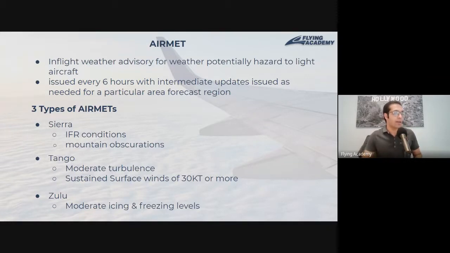And there are different types of AIRMETs: Sierra, Tango, Zulu. AIRMET Sierra is for IFR conditions and mountain obscuration. If you remember, we went back a little bit to that weather briefing. If the weather briefer tells you that you might encounter, around the airport, around Corona or Miami Airport, AIRMET Sierra, that means you have IFR conditions around either. If you don't see it right now, it's approaching that area, or if you see some clouds, that's 100% IFR. That's IFR condition and mountain obscuration.